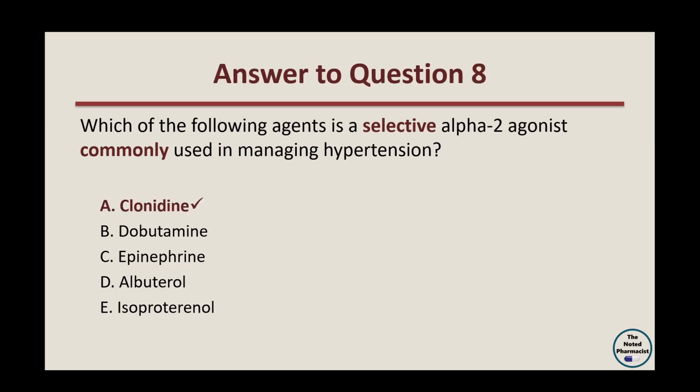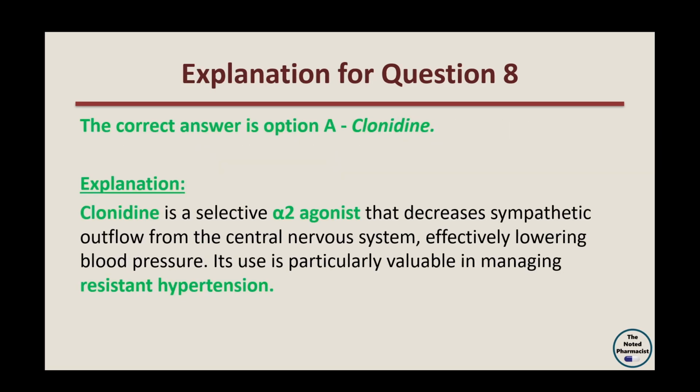The correct answer is option A, clonidine. The explanation is as follows. Clonidine is a selective alpha-2 agonist that decreases sympathetic outflow from the central nervous system, effectively lowering blood pressure. Its use is particularly valuable in managing resistant hypertension.